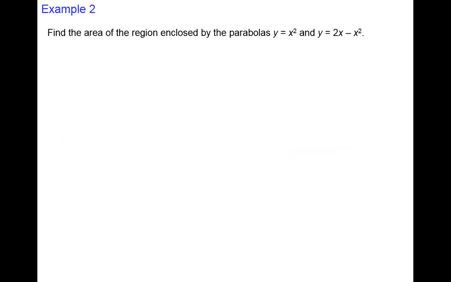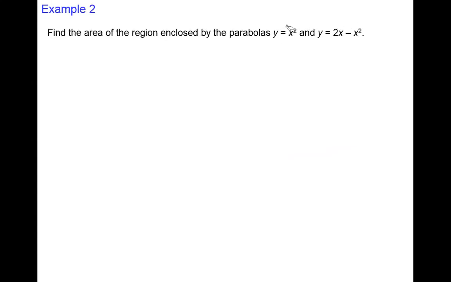Okay, let's look at the second question. Find the area of the region enclosed by two parabolas. The first parabola is x squared, and the second one is 2x minus x squared. That means, first of all, we can see that something is missing: the limits of integration, like what is the interval that I have to integrate, I have to find the area at.